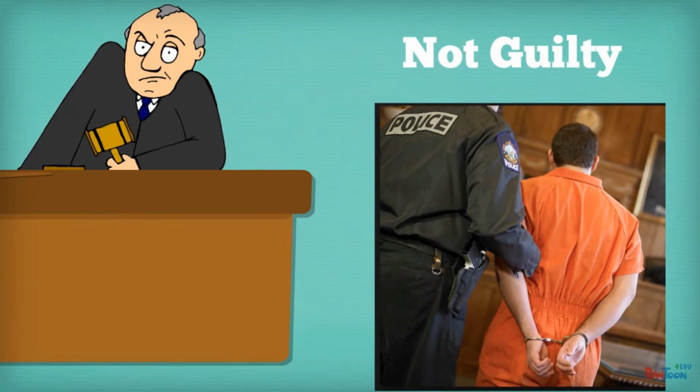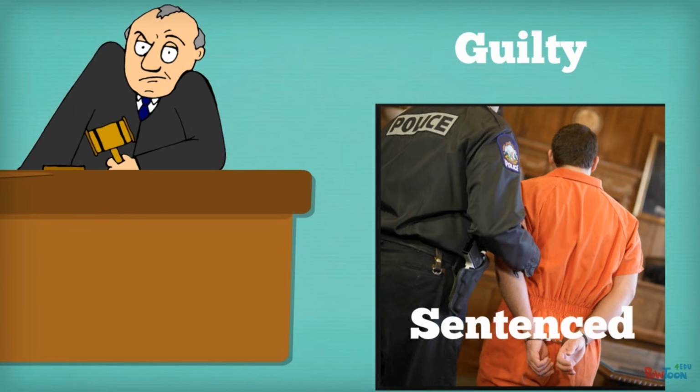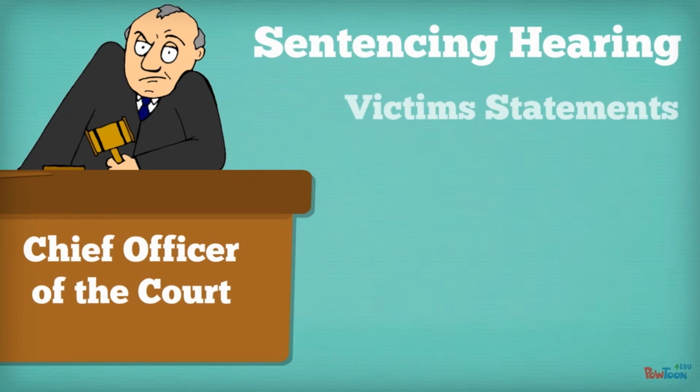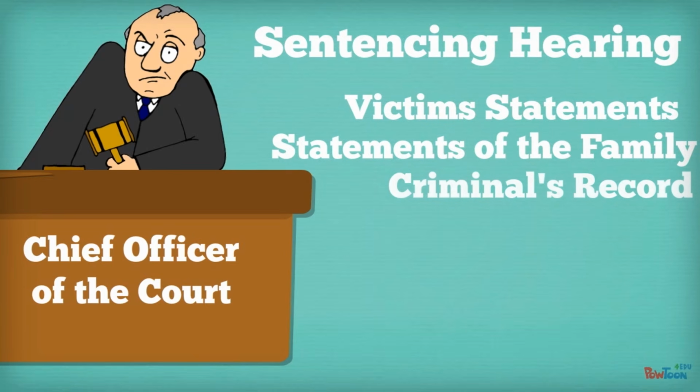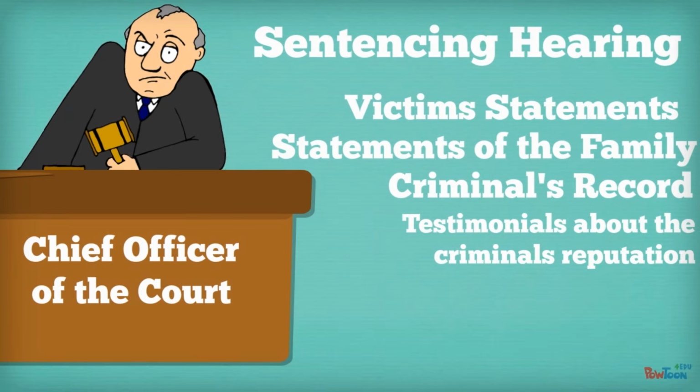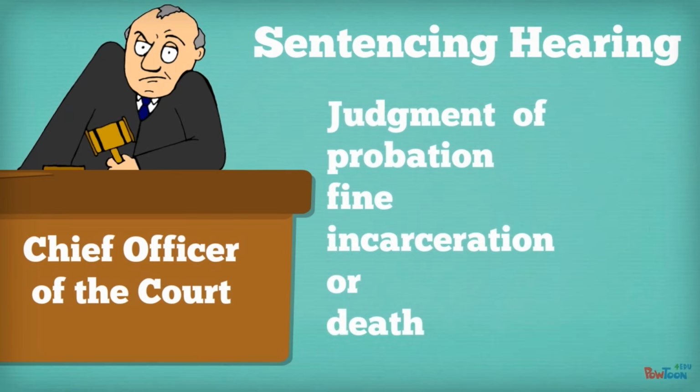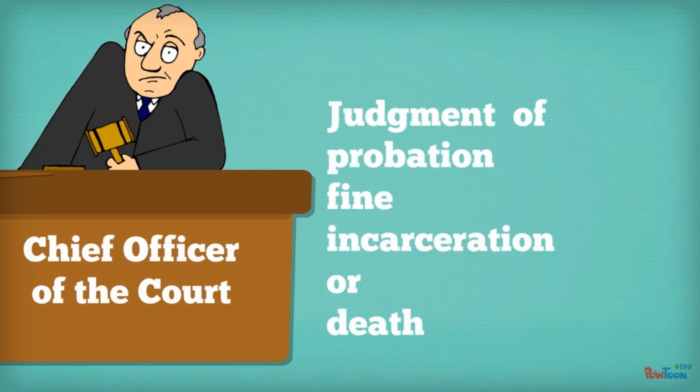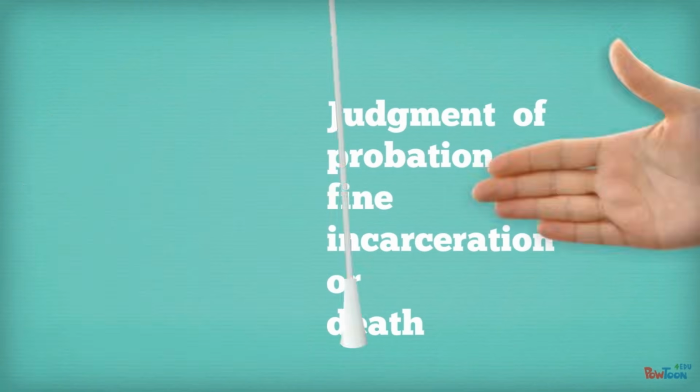If the verdict is not guilty, the accused will be released. If it is guilty, they will be sentenced. There will be a sentencing hearing in some cases where they will hear victim statements, statements of the family, criminal records, or testimonies about the criminal's reputation. The judge will then make a judgment of probation, fine, incarceration, or death.